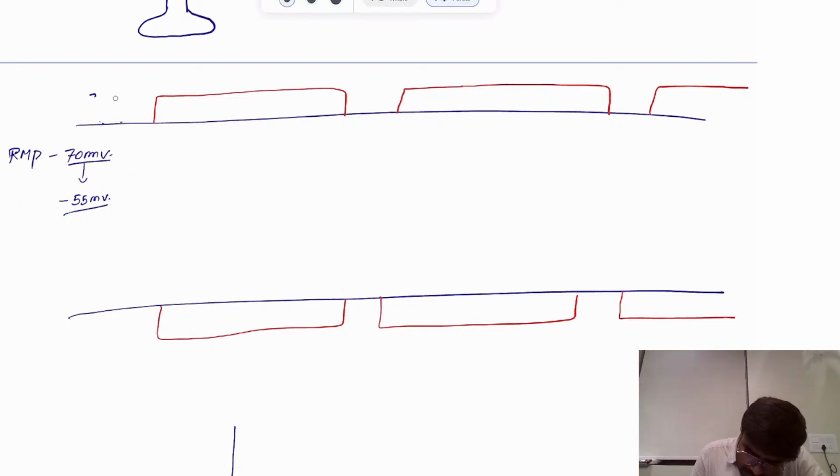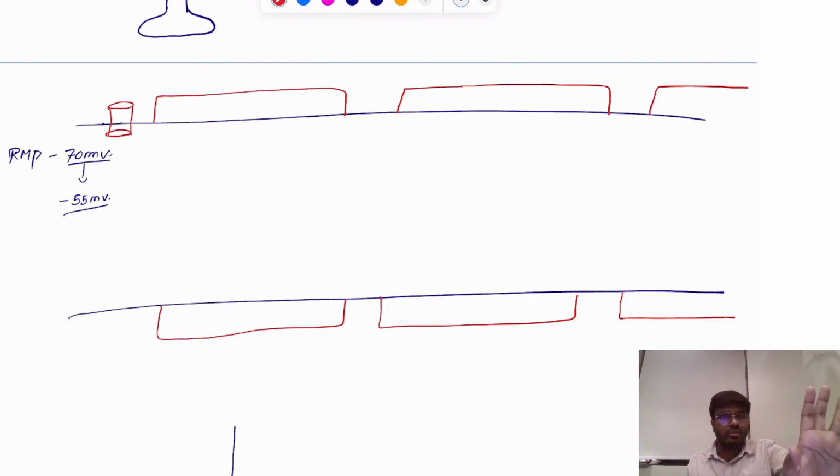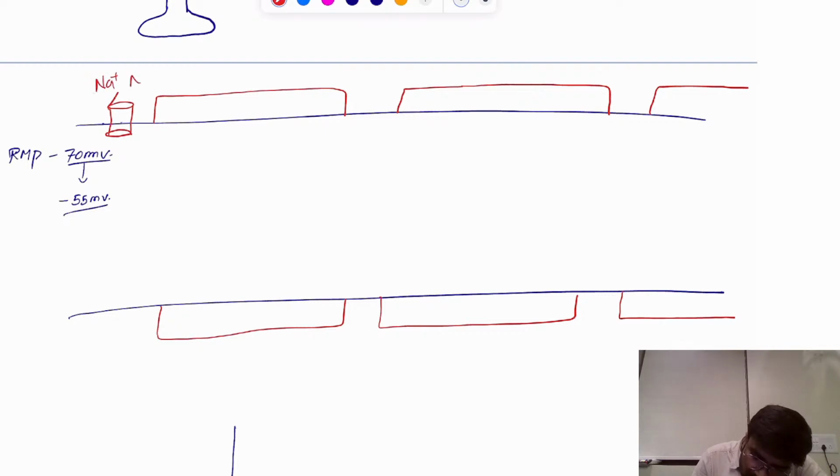Now the sodium channels are open. Previously they were closed. Whenever this threshold potential is attained, the sodium channels open. There is more sodium concentration outside the cell, so the sodium will start to come into the cell.